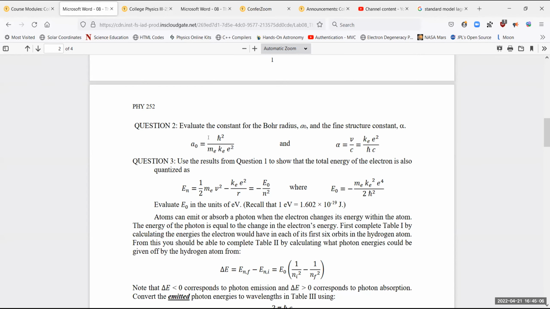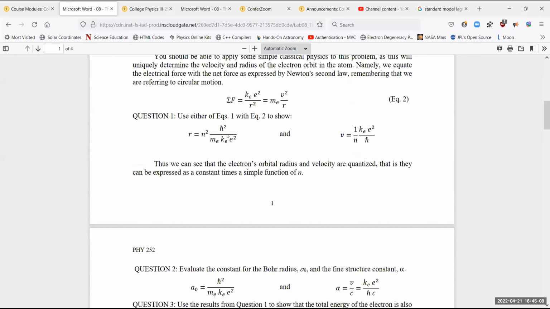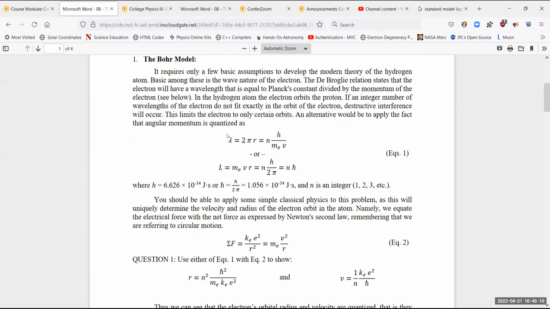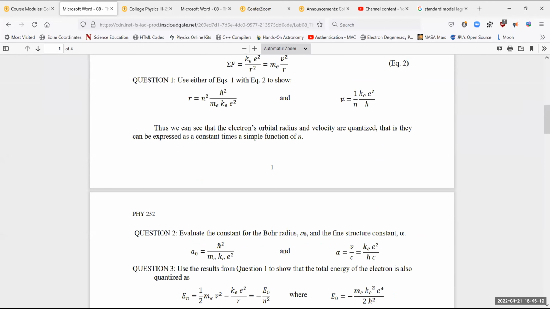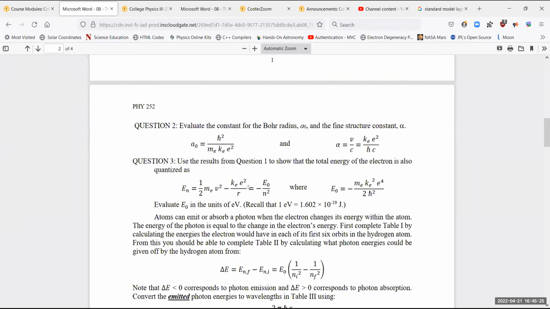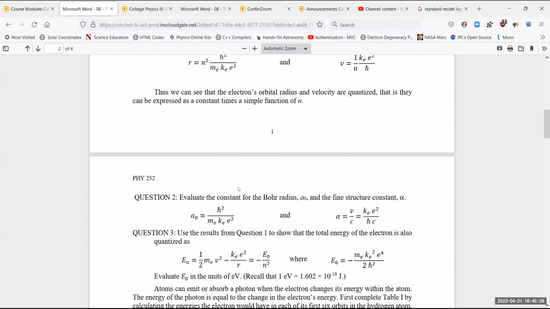Then you're supposed to take the expression that you found from equation 1 to find the total energy, which is just the kinetic energy plus the potential energy. The kinetic energy is 1/2 times the mass of the electron times the velocity squared. We're using classical mechanics, pure and simple. And minus the potential energy, which is the electrostatic. When you see Ke, it's 1 over 4 pi epsilon naught. That's all, it's the electrostatic constant in this case.